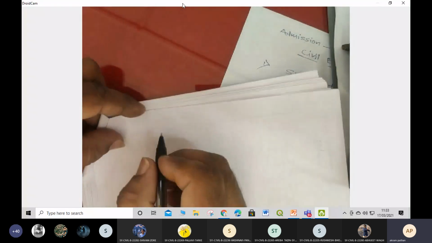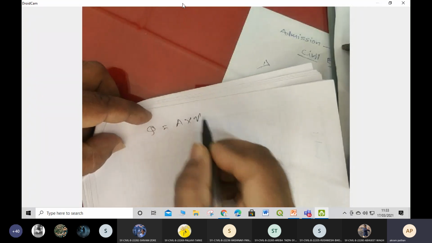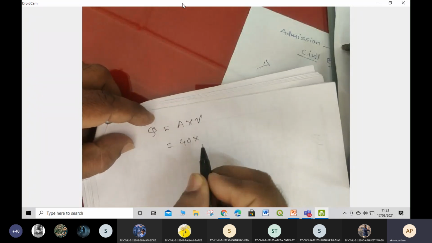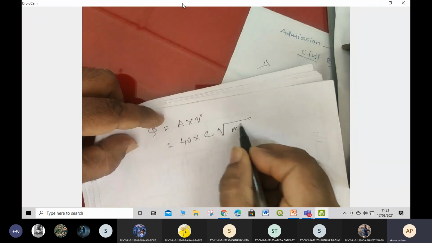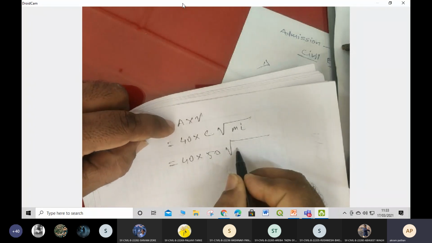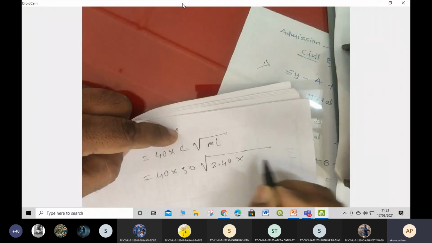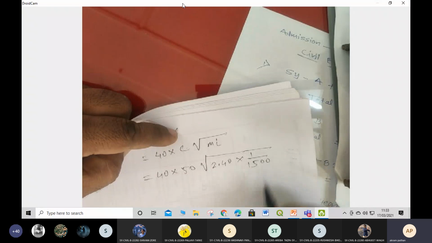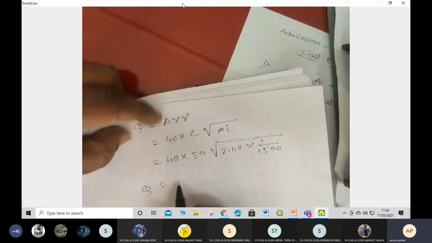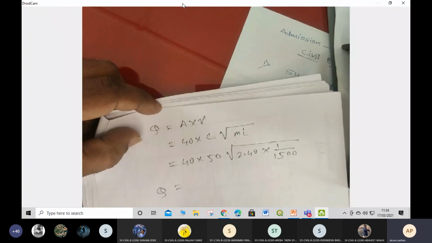Once we have the hydraulic mean depth, we have the formula for discharge, according to Chezy's formula. Q is equal to area into velocity. So we have the area 40, into C under root MI. The value of C is 50, under root M times I. We have calculated earlier the value of M as 2.40, and the bed slope of the channel given in the problem is 1 in 1500. So discharge Q is equal to how much? If you simplify this, you will get the discharge.